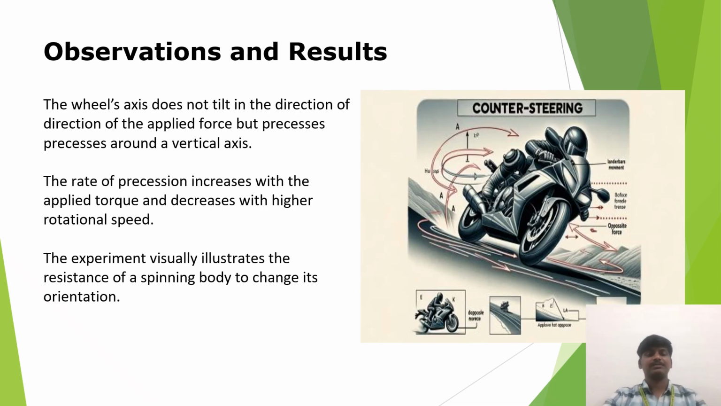Observations and results. The wheel axis does not tilt in the direction of the applied force but precesses around a vertical axis. The rate of precession increases with the applied torque and decreases with higher rotational speeds. The experiment illustrates the resistance of a spinning wheel to change its orientation.